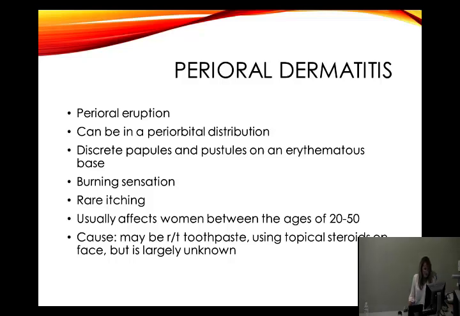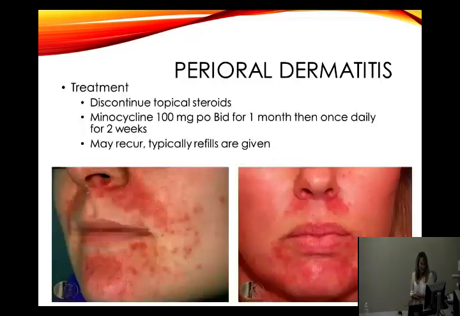It may be related to toothpaste, or sometimes people will put like a topical steroid on their face, which can cause it. But most often we don't know what causes it. We do know that once they have it, if they do put a topical steroid on there, which a lot of people will come in and say, I put some hydrocortisone on it, it's going to make it worse. So these are some typical looking rashes for the perioral dermatitis, and we have them stop topical steroids if they're using it. We treat it with usually minocycline or doxycycline.